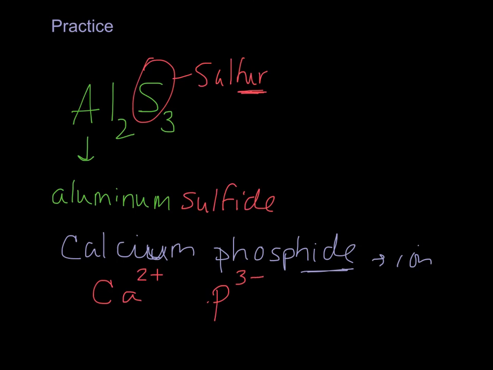So now I need to take this one and cross it here, and I need to take this one and cross it there, so that what I end up with is Ca3P2. And so that's how you're going to find your formulas if you are given a name.